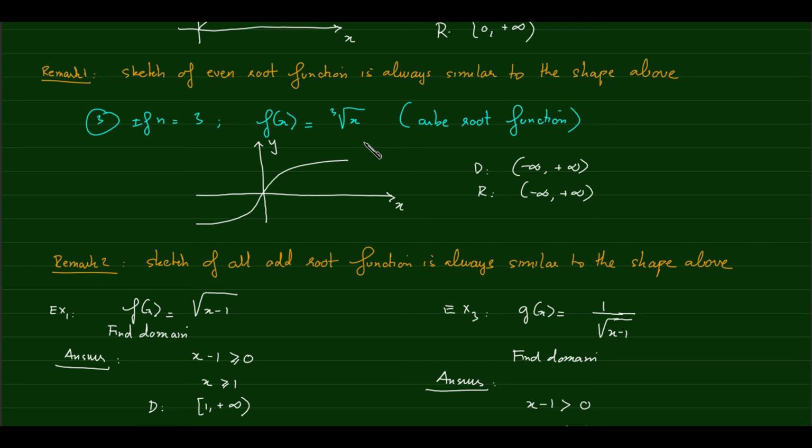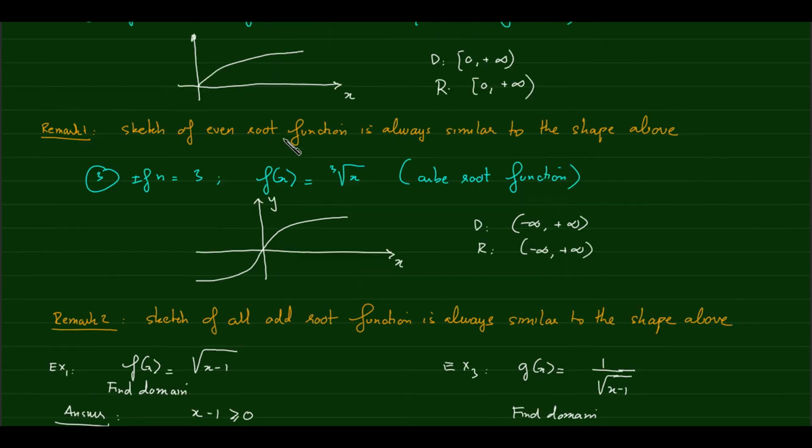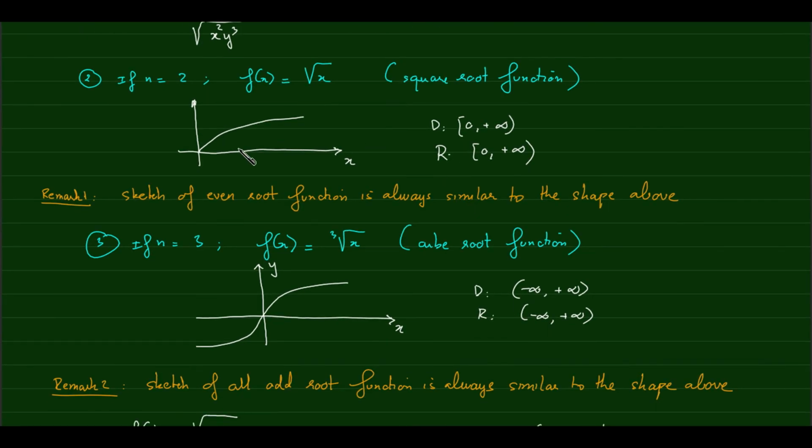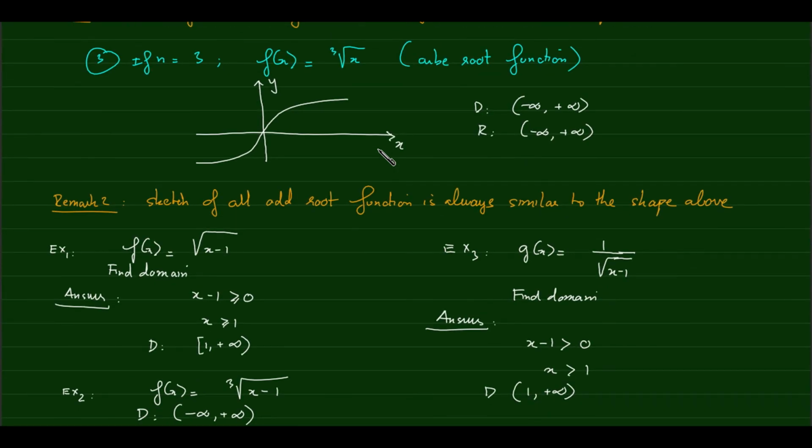However, for the even root function, the shape is always like this, but the domain might be different. For example, I have f(x) equals the square root of x minus 1. Now, in order to find the domain of this one, we're going to set the radicand x minus 1 greater than or equal to 0.